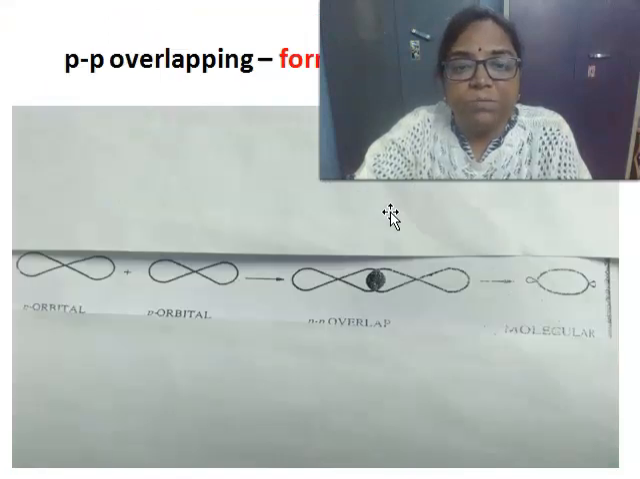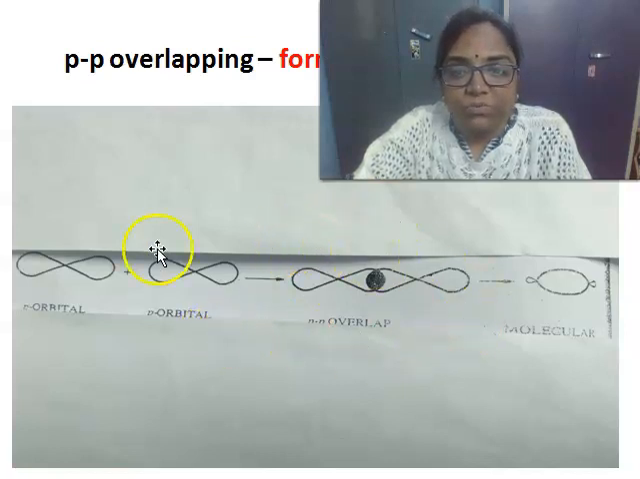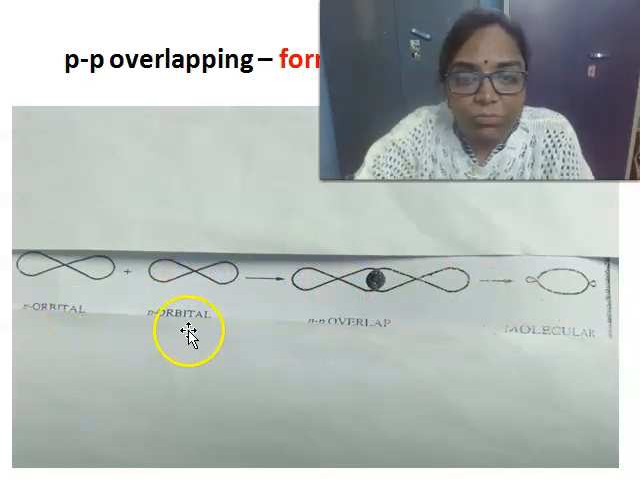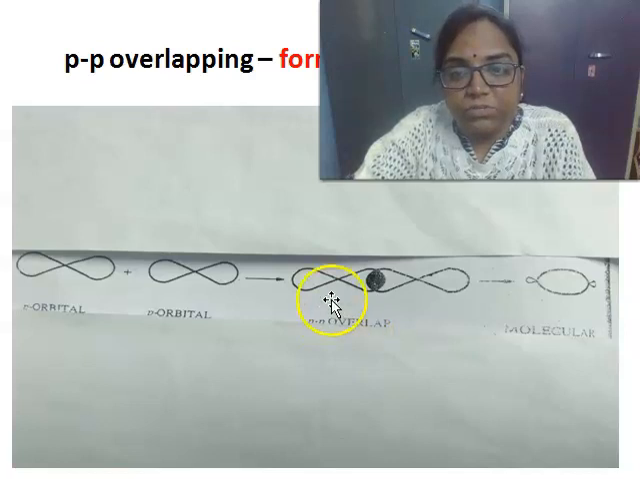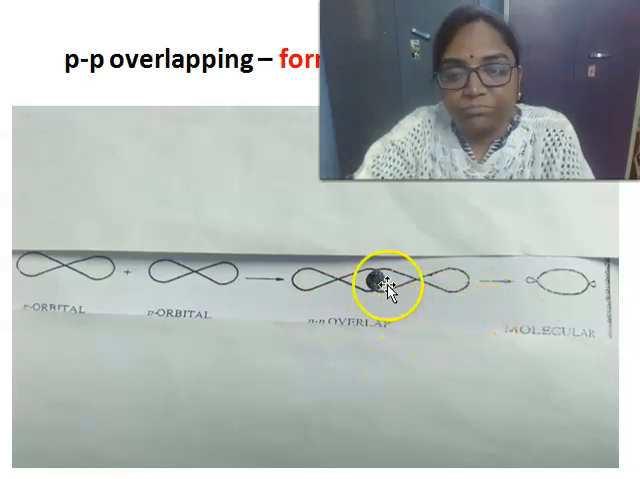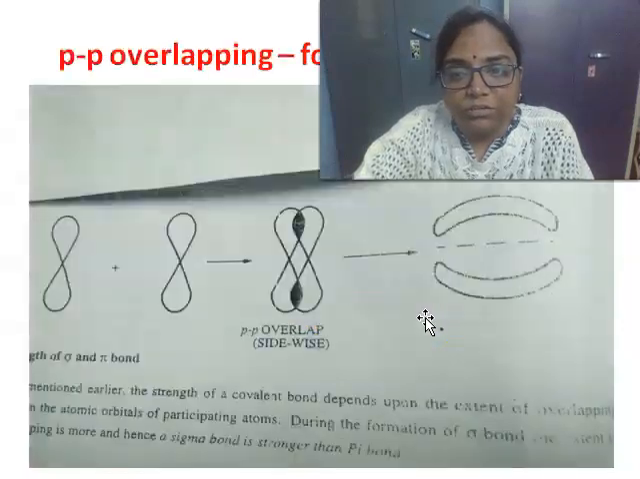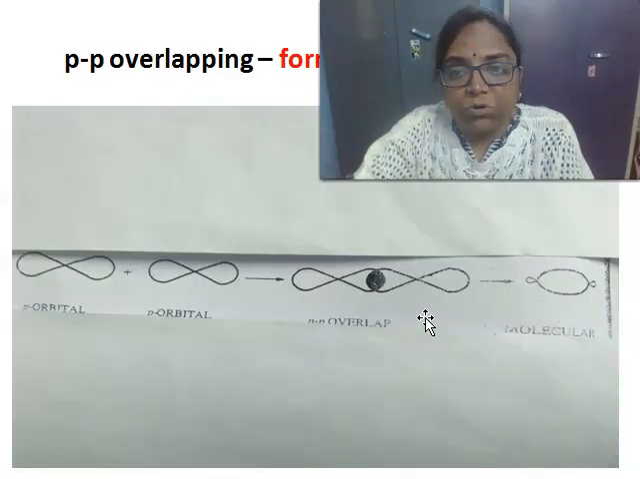Next comes the p-p overlapping. How is a sigma bond formed from the p-p overlapping? One p orbital overlapping with another p orbital gives you the sigma bond. So this is how the sigma bond is formed.